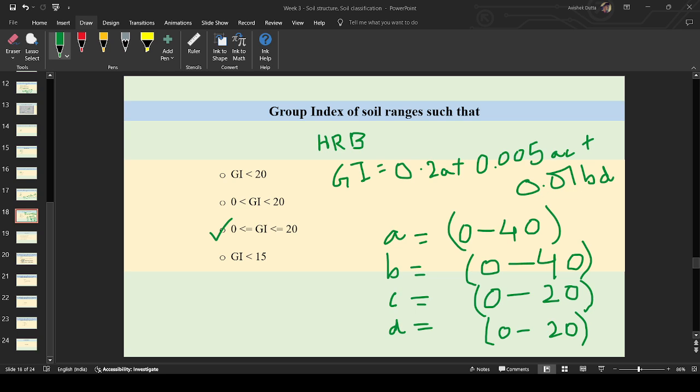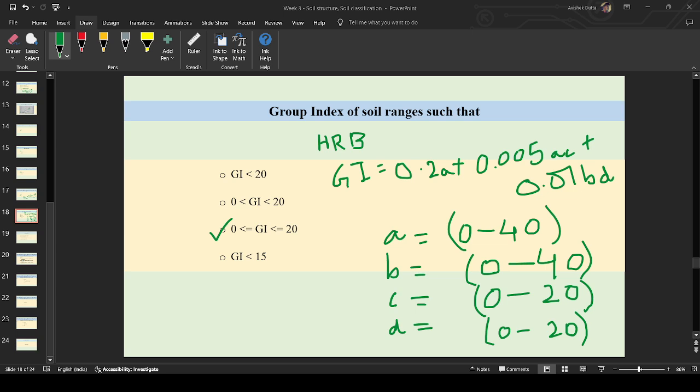Can you repeat that, A and B? Can you repeat that A and B? You can check any soil mechanics reference book. I follow BC Punmia or Gopal Ranjan and Rao.